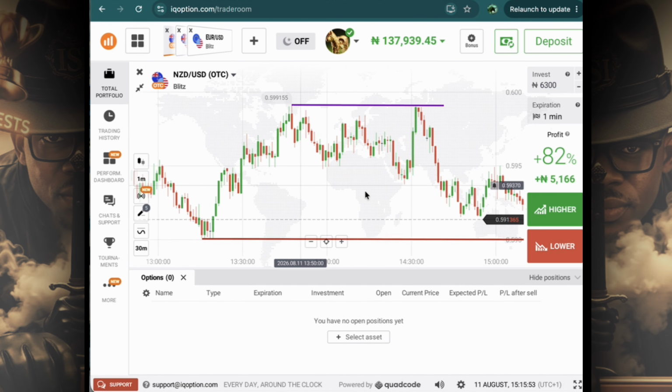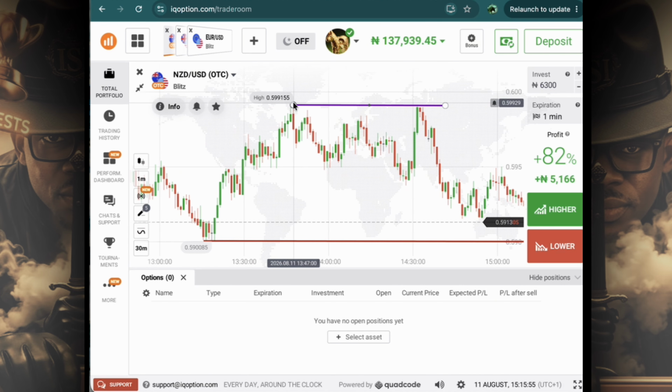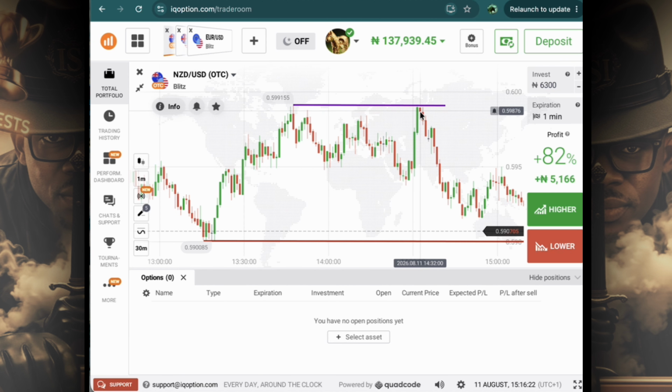When the price comes back to the same zone, the moment the price touches that same line, see, after it ran away, it came back and touched the same line. What do you do from here? You pull the trigger to sell. On the 1 minute, you have a high chance of winning.